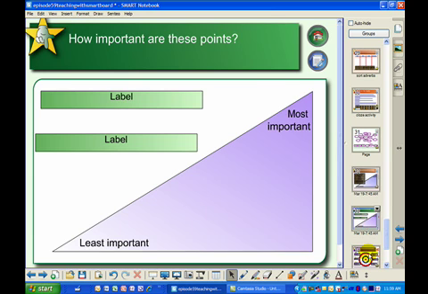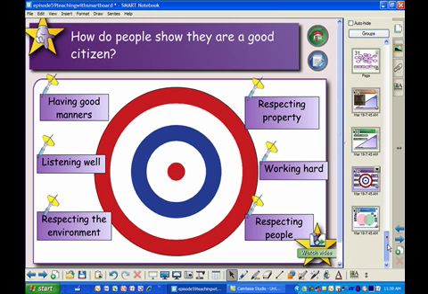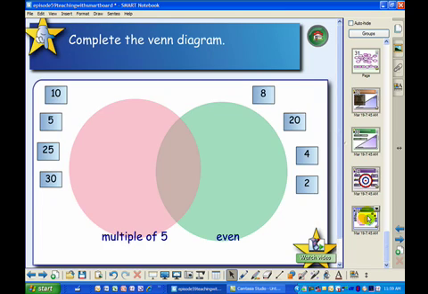And then coming to a close, we have a similar idea. Where does this belong in the target? Does it belong in the middle or on the rim? Pretty cool. Of course, the Venn diagram is always good. Math, we love that. We do love math.